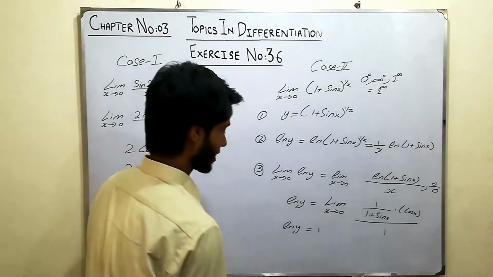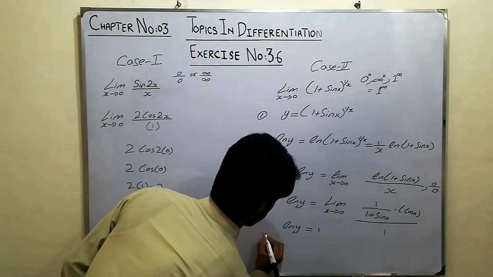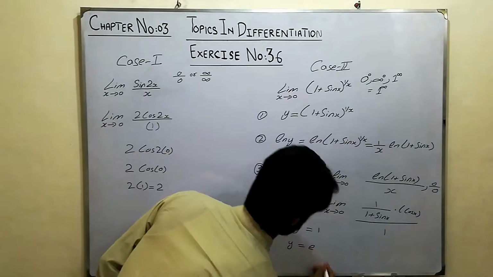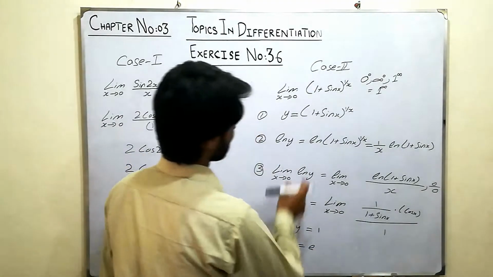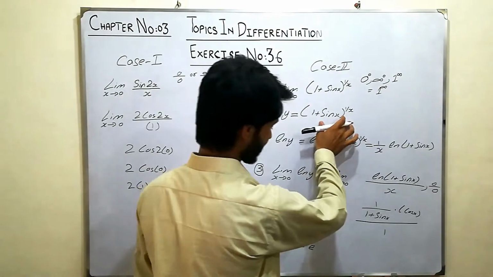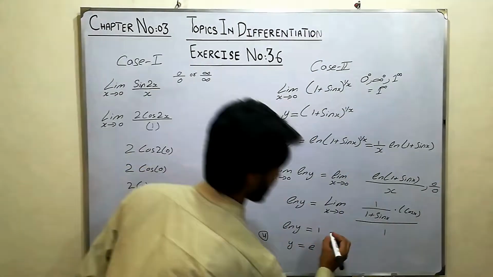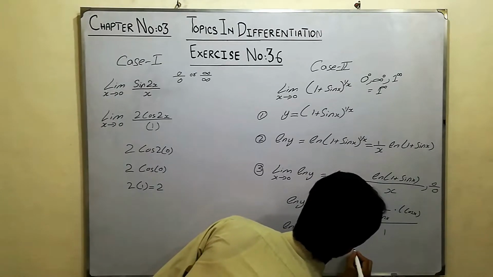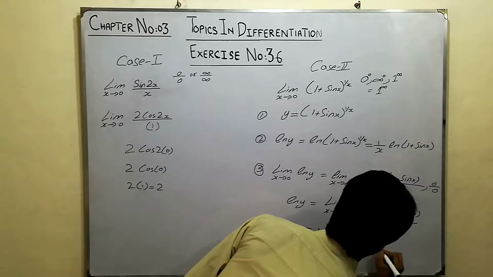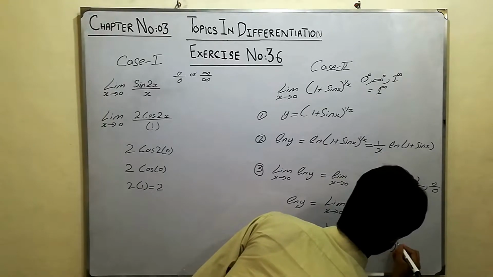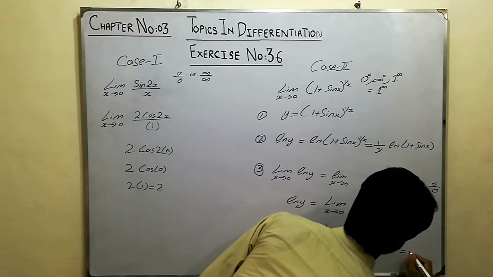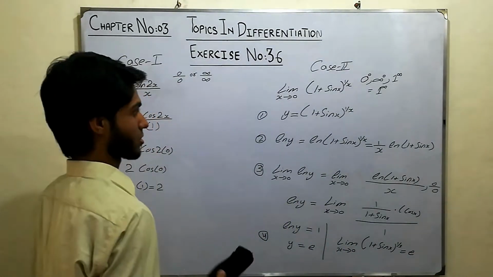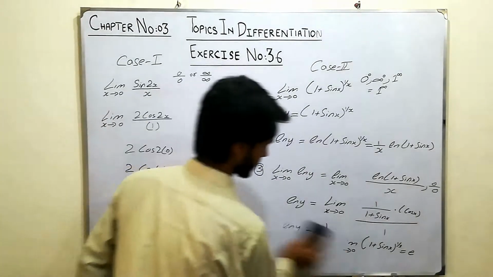Step 4 is that we take the exponent on both sides, so we have y equal to e. Y is our function, which we let equal (1 plus sin x), so our answer is limit x approaches 0, (1 plus sin x) to the power 1 by x, equal to e. So that is our answer. There are two cases to solve by the L'Hopital's rule method.